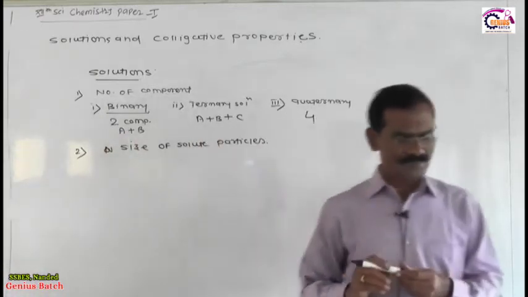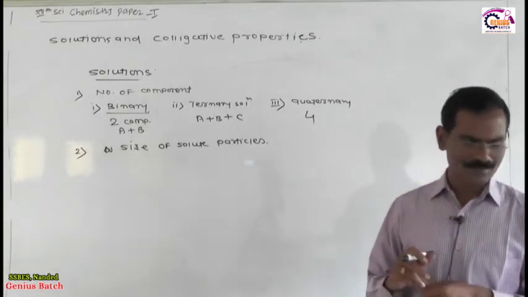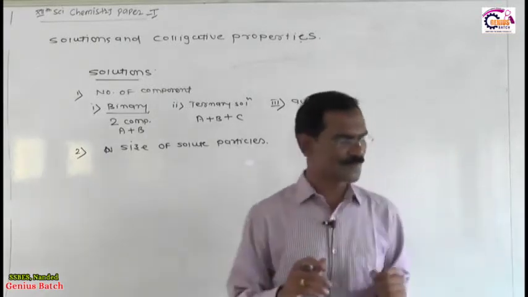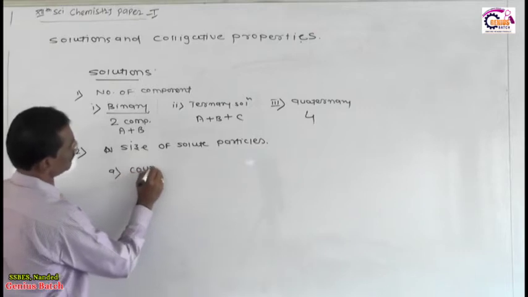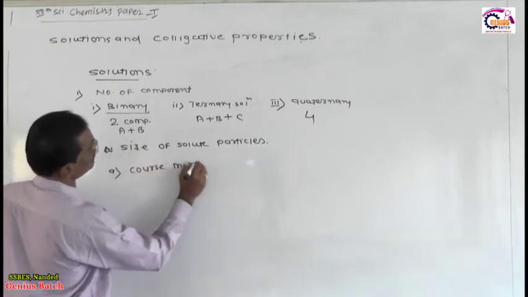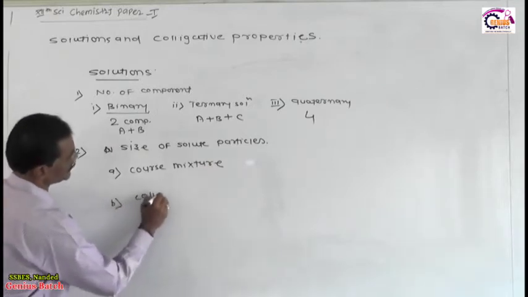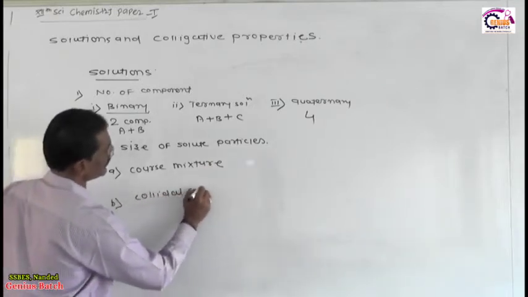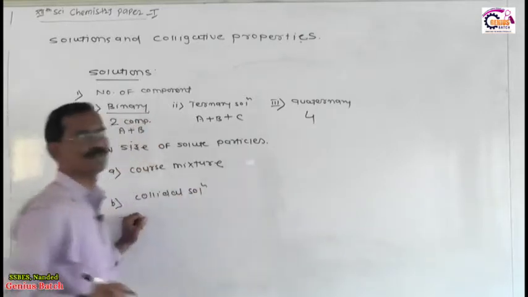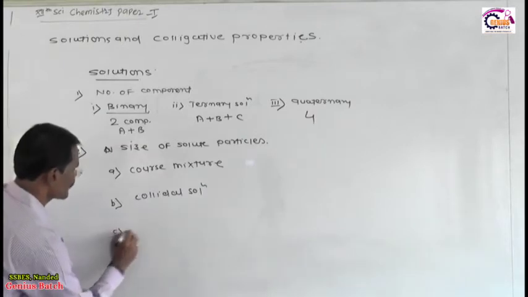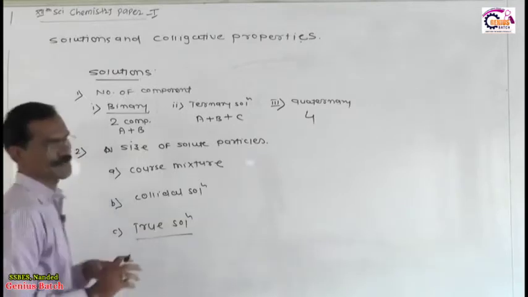Now dear students, whenever we discuss the size of solute particle, there is a very interesting phenomenon. It has 3 types. The first type is called the coarse mixture. Listen very carefully, what is the meaning of coarse mixture? The second type is called the colloidal solution, depending upon the size of particle. The first, the coarse mixture, is also called the suspension, for your kind information. And the last is called the true solution. This is very important to us.